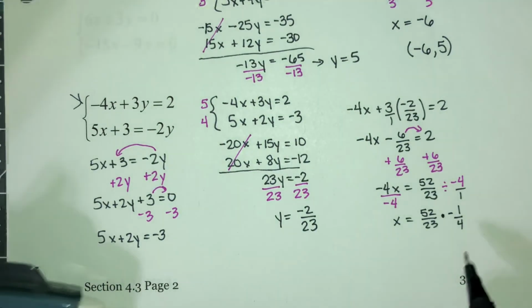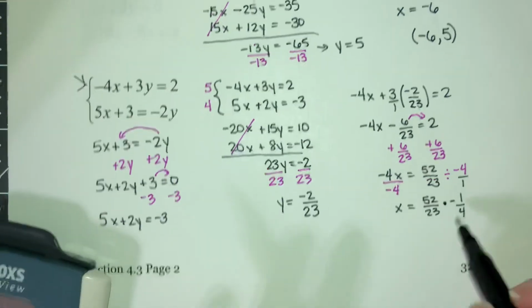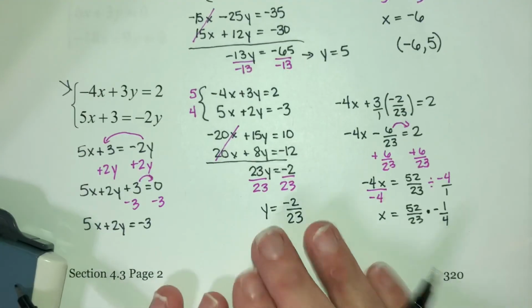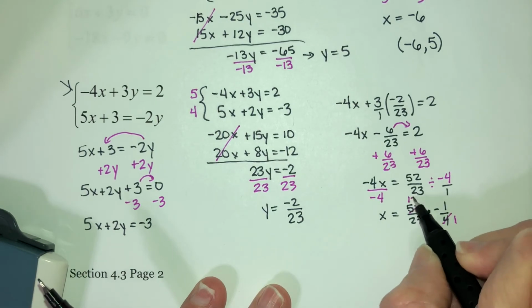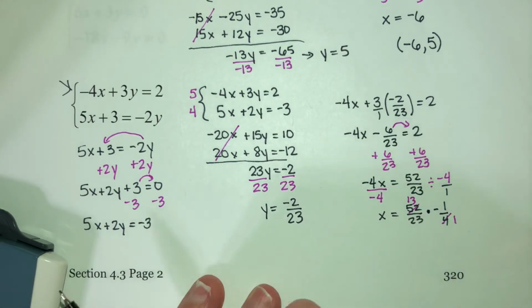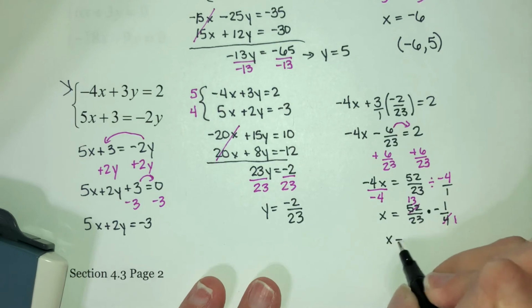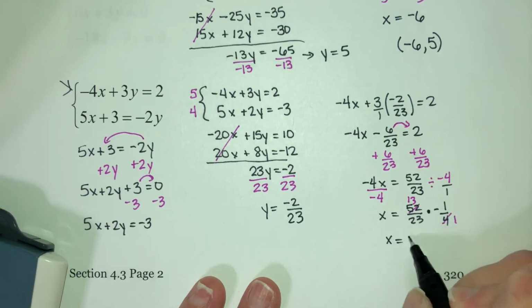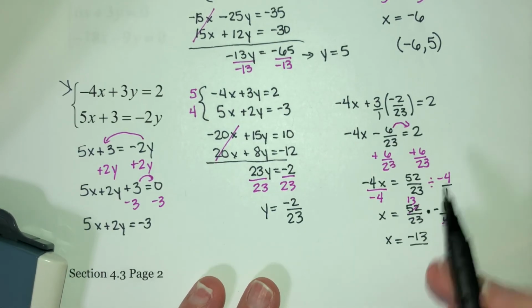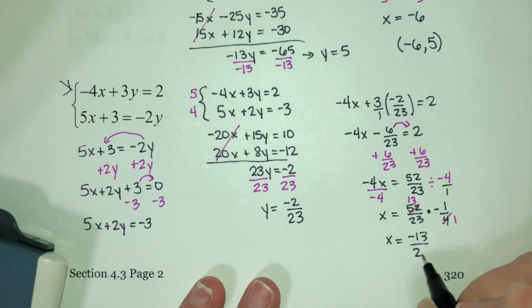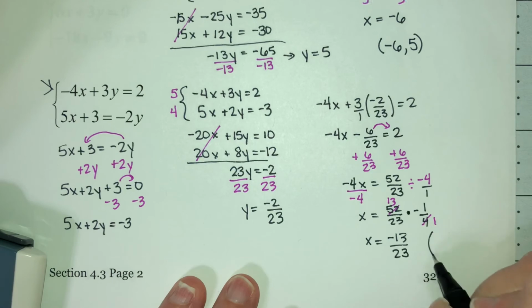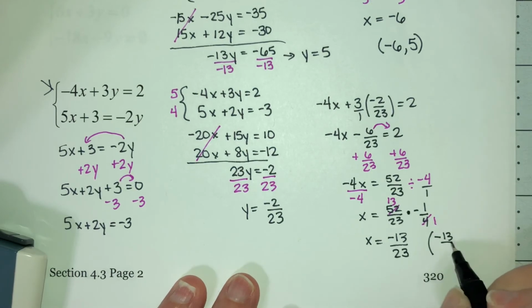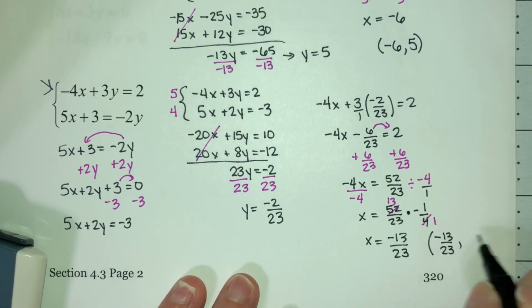The 4 and the 52 will reduce. If I don't make the paper run away from me, that would be a 1, and that's a 13. So my x value is 13 times negative 1, negative 13, over 23 times 1, 23. So your answer is negative 13 over 23, negative 2 over 23.